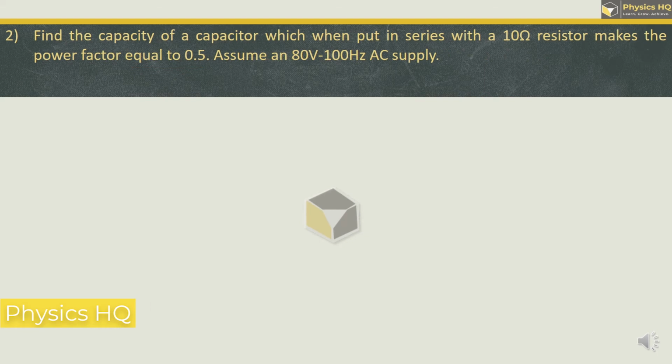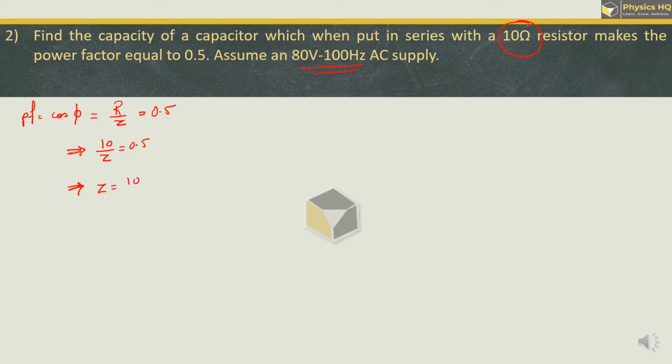Find the capacity of a capacitor which when put in series with a 10 ohm resistor makes the power factor equal to 0.5. Assume an 80 volt 100 Hz AC supply. So we got power factor which is cos phi. This is given by the formula R by Z. Now this value is equal to 0.5 and we know that resistance value is 10 over here. So what we can write is 10 upon Z is equal to 0.5, or we can rearrange this to get Z equal to 10 upon 0.5. 0.5 is nothing but 1 by 2. So 2 going up, we will get 20 ohm.